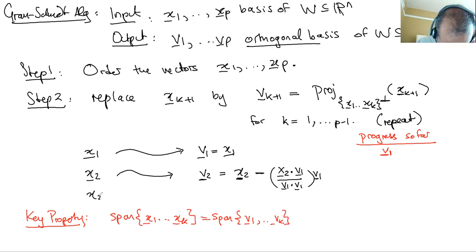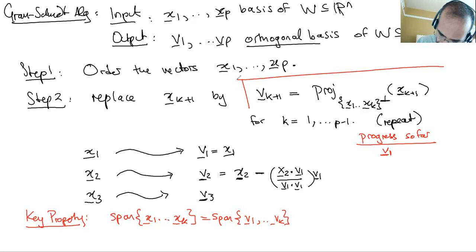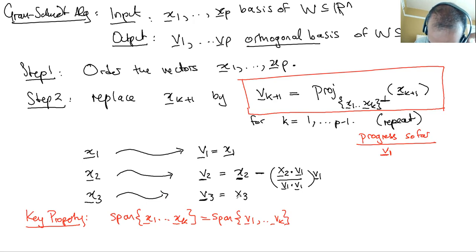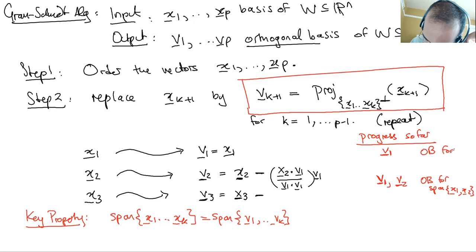And then the third step, you really see the pattern. V3 has to be, you know, the algorithm is really described in this line, right? So v3 should be x3. But now you want to subtract off the component of x3 in the span of x1, x2. But by the time you get to step three, you actually have made progress because you have an orthogonal basis for the span of x1, x2. Right? So this is an orthogonal basis for span of x1, x2. This is an orthogonal basis for span of x1. So since you have that, you can use the formula, right? You need the orthogonal basis to use the formula.